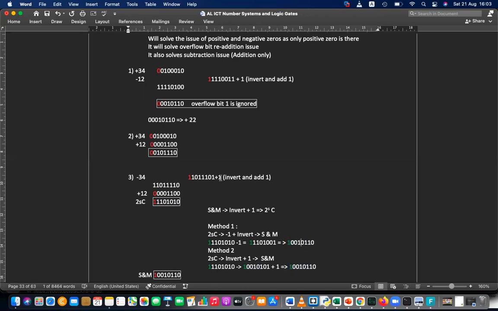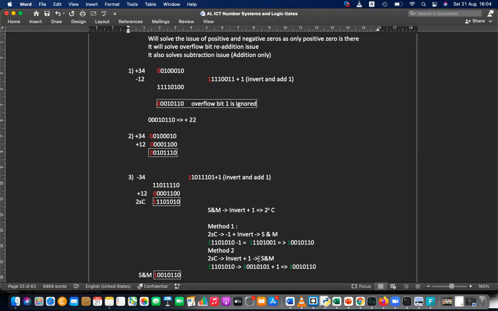So that means you can use the same mechanism, invert and add 1, to convert from sign and magnitude to 2's complement. And to convert from 2's complement to sign and magnitude, you can also invert and add 1. That is also a wonderful method. Right. Please write down this and show in your book. I think you understood, right? Did you understand that or not?